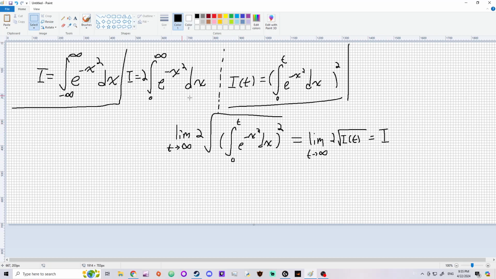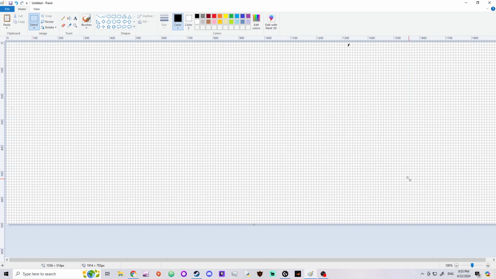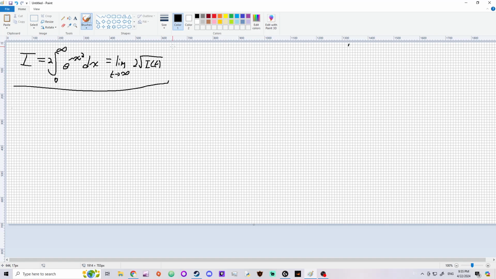So with that out of the way, let's clear this up a little bit and rewrite our statement here. So I, which is equal to the integral from 0 to infinity times 2 of e to the negative x squared dx, is equal to the limit as t goes to infinity of 2 times the square root of I of t. Okay, I'm going to square this out because we're going to need this for later.